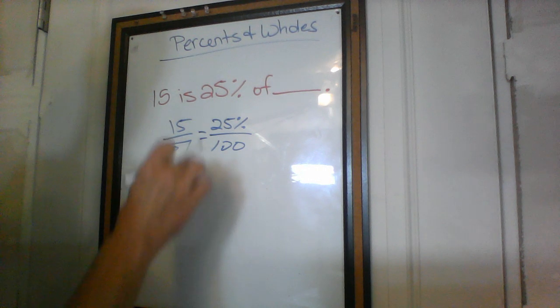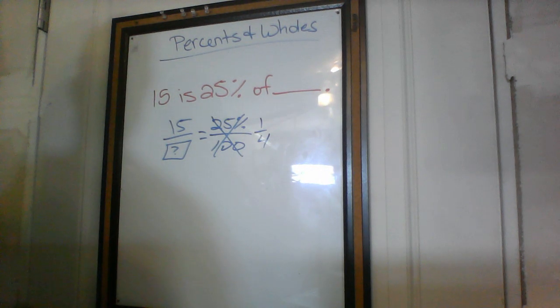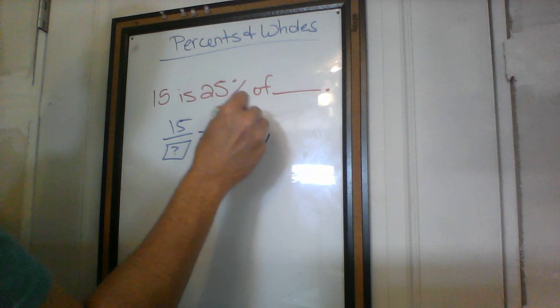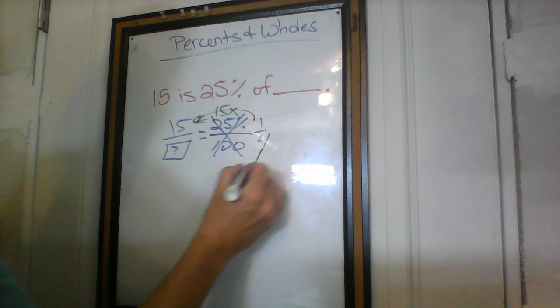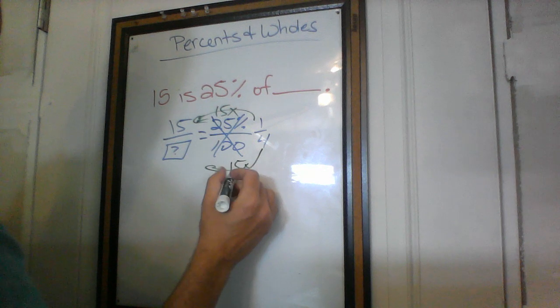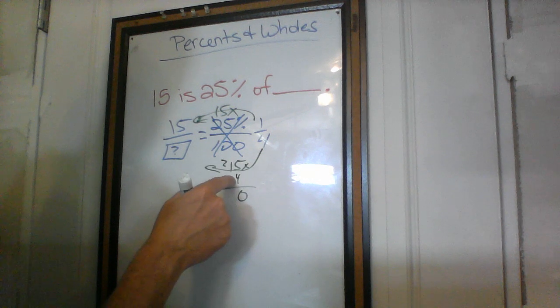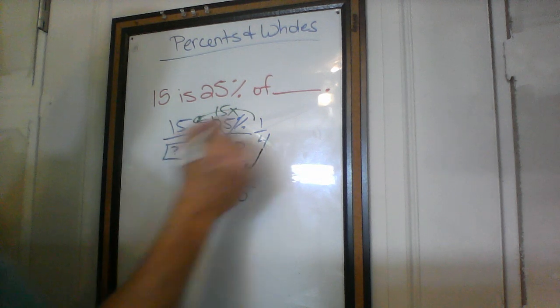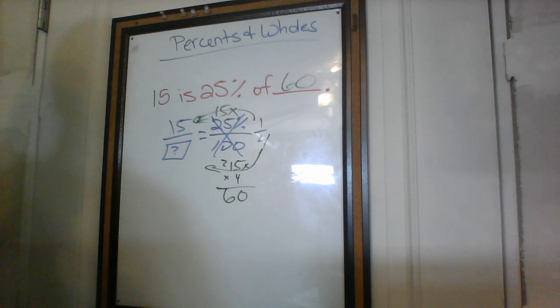Again, hopefully we're looking at this and go, I know 25 1/100ths. I know that that equals 1/4. And then we can do the math from there. 1 times 15 equals 15. 4 times 15 equals, well, if you don't know, then we're going to do it right here. I got it in my head, but I've done this a few times. 4 times 5 is 20. 4 times 1 plus 2 is 60. So 15 is 25% of 60.